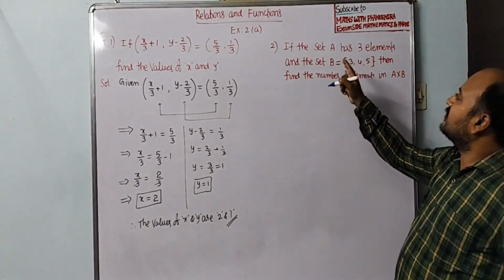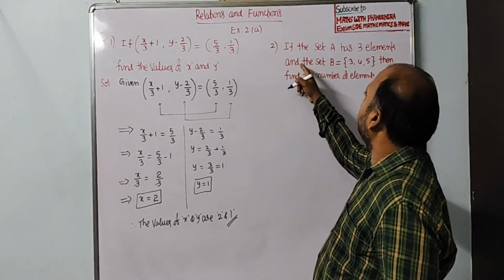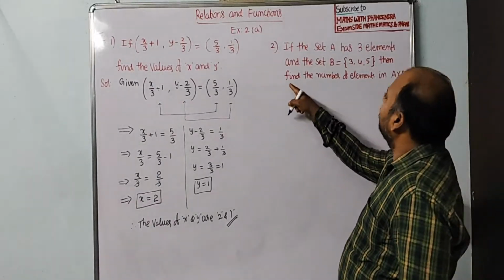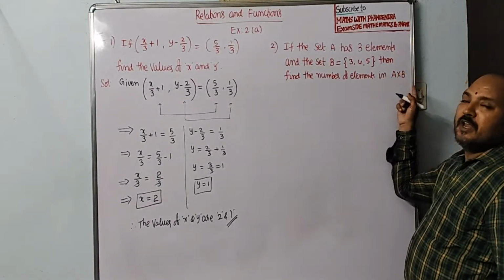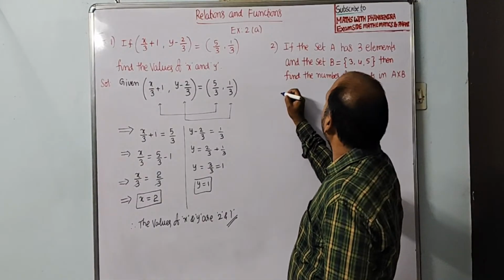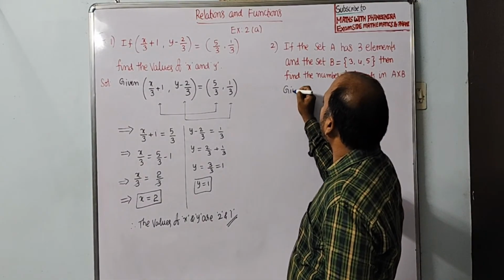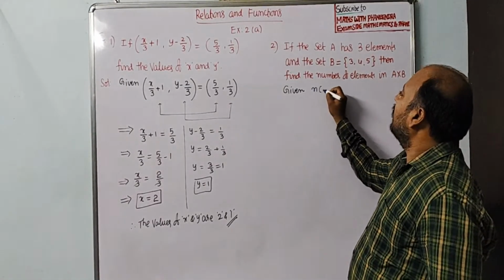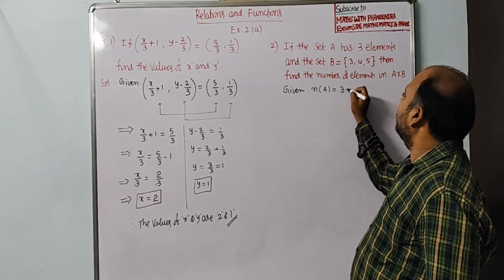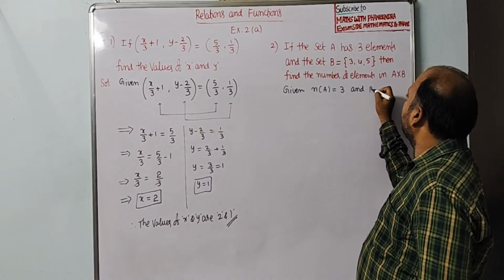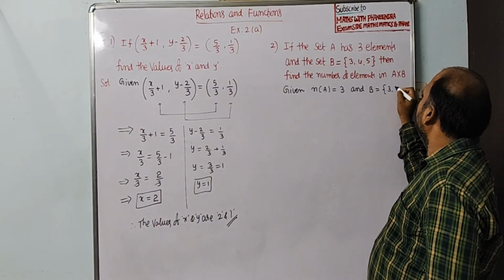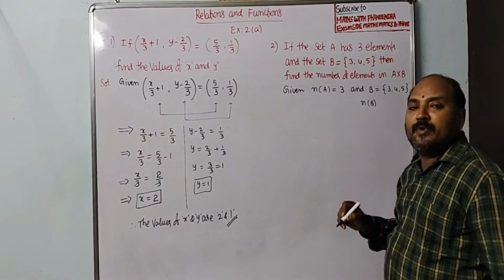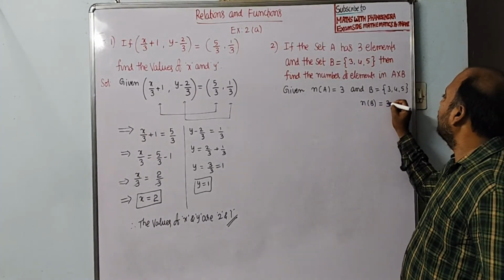Next, if the set A has 3 elements and the set B is 3, 4, 5, then find the number of elements in A cross B. So here, given A has 3 elements, means n of A equals 3, and B set is given 3, 4, 5. So the cardinality of the set B, n of B, is equal to 3.